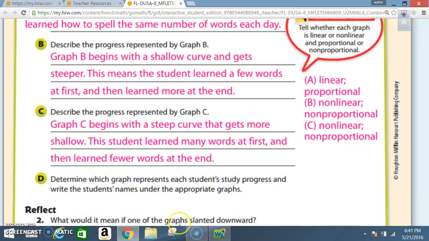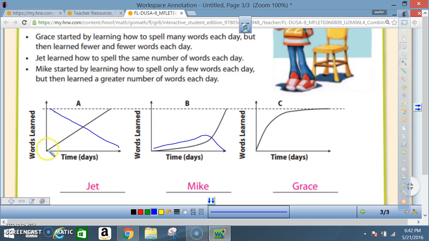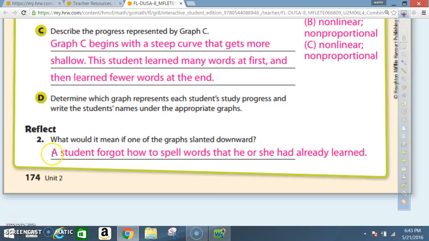What would it mean if one of the graphs slanted downward? You're going to reflect on this. In other words, instead of the graph going this way, the graph will end up going this way. That would be in a negative or decreasing direction. Here, the person was learning, and then it went backwards, so to speak, right? So they were increasing, and then went in a negative direction. What would that mean? Well, that would mean that at one point the student knew how to spell the words, but somehow the student forgot how to spell the words that he or she had already learned.